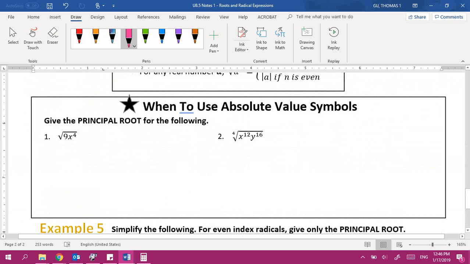So on number 1, what's the square root of 9x to the 4th? Do you know how to do this? You can take each term separately. So just find the square root of 9. What's the square root of 9? 3. Why didn't you say plus or minus 3? This is the principal root, because it says principal root.